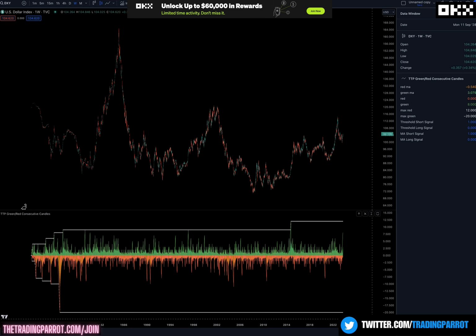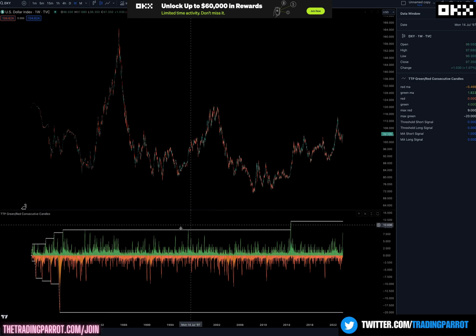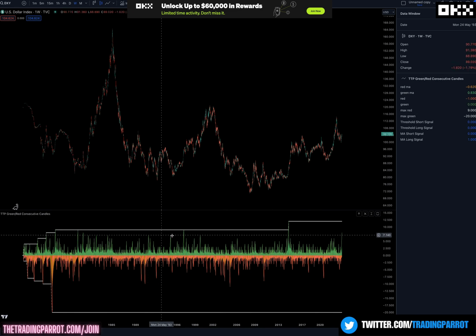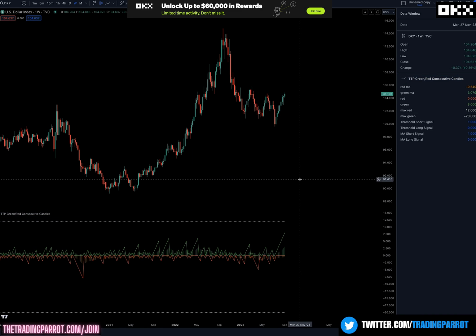So I decided to create this indicator called TTP green-red consecutive candles. It's an open source and free to use indicator. You're going to be able to find it if you type TTP green and red consecutive candles in the indicator search. In today's video, I'm going to show you how you can use it to analyze the macro, to set some expectations for the number of green candles and red candles. We're going to look at these maximums that are always increasing. And I'm going to show you how you can use the settings in the script to use it also as a signal.